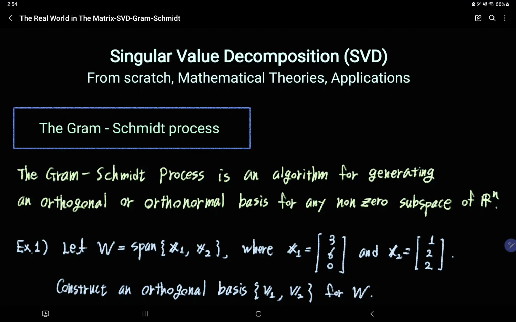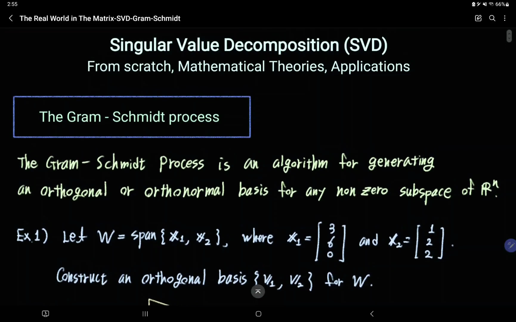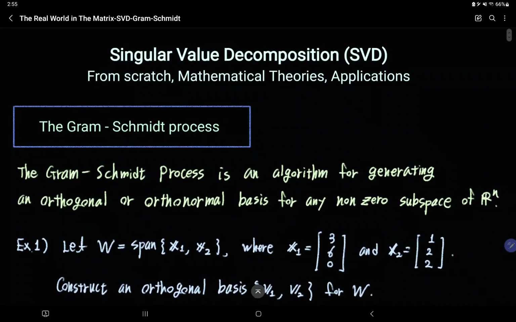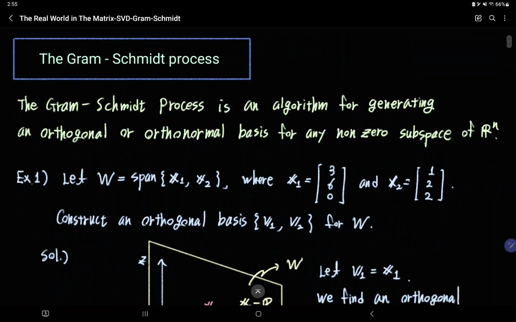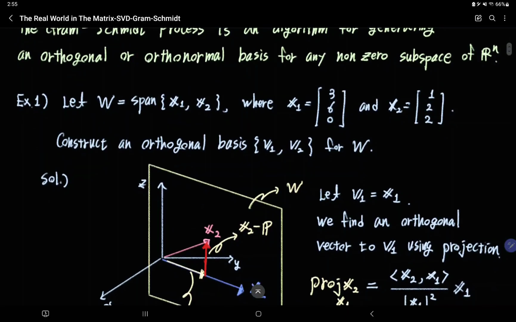All right. So what's the Gram-Schmidt process? The Gram-Schmidt process is an algorithm for producing an orthogonal or orthonormal basis for any non-zero subspace of the R^n space. To figure out what the Gram-Schmidt process is, we'll see a simple example. So let's get into the simple example one.